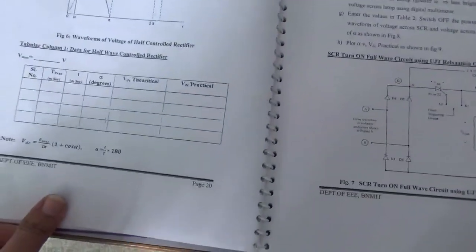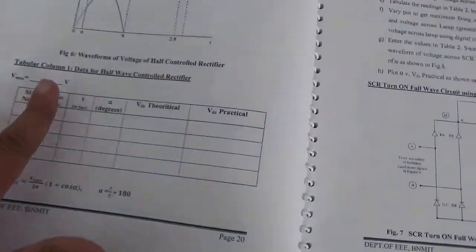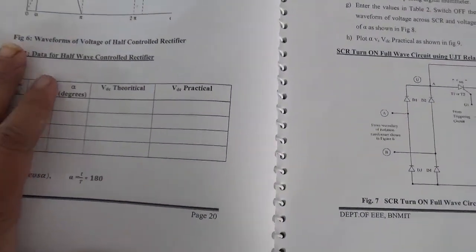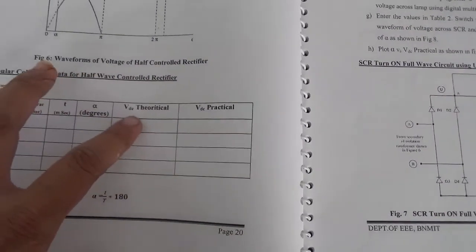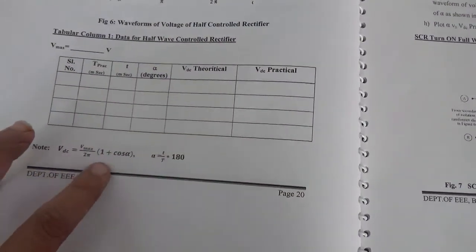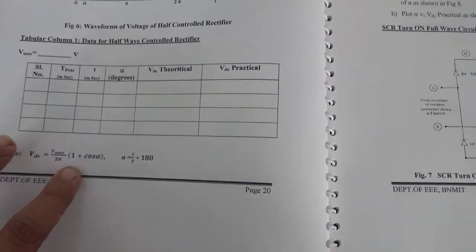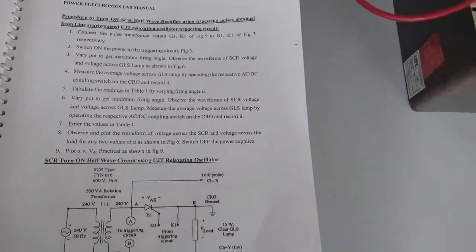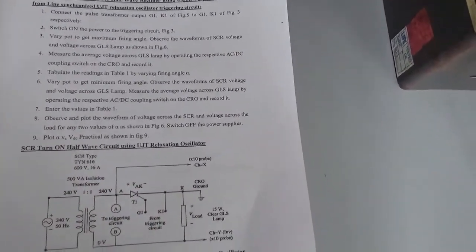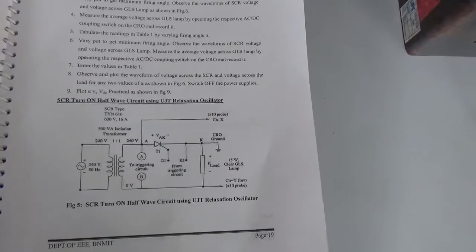You have a tabular column given in the manual. You can skip these two steps. You can directly note down the value of alpha and VDC practical. Then you need to calculate the theoretical value using the formula given below. Then you need to plot the graph alpha versus VDC. This is about the single phase half controlled rectifier using UJT relaxation oscillator.